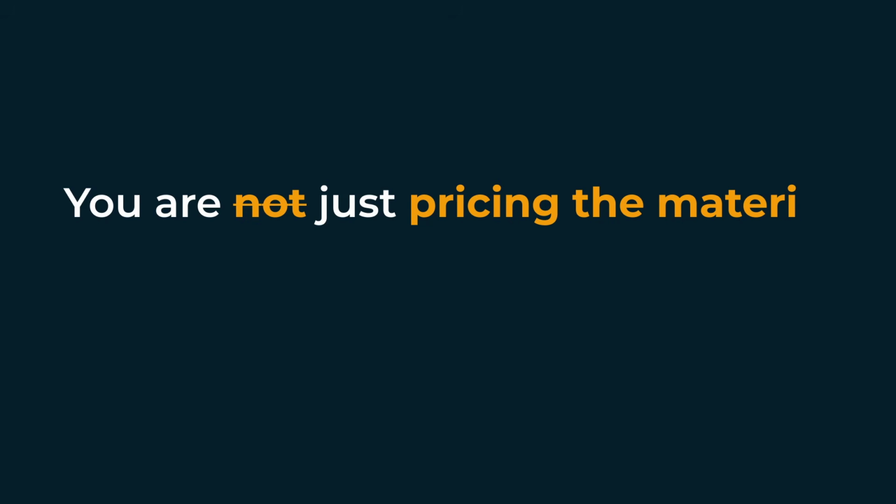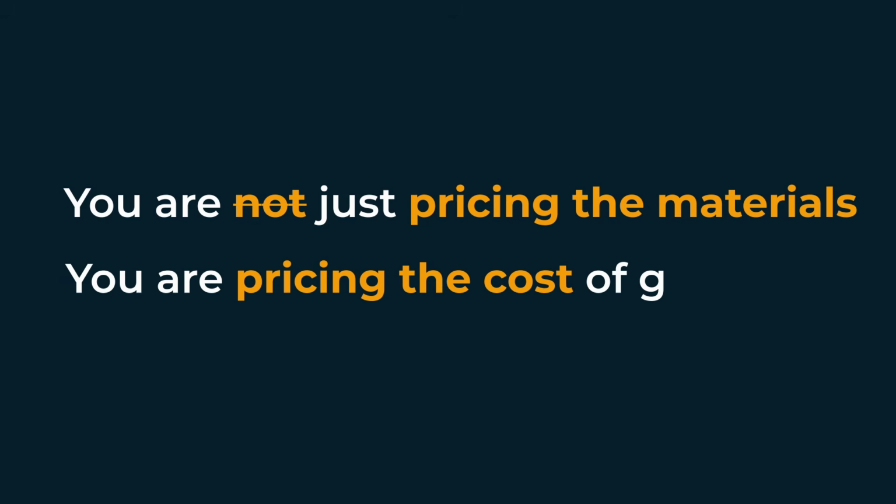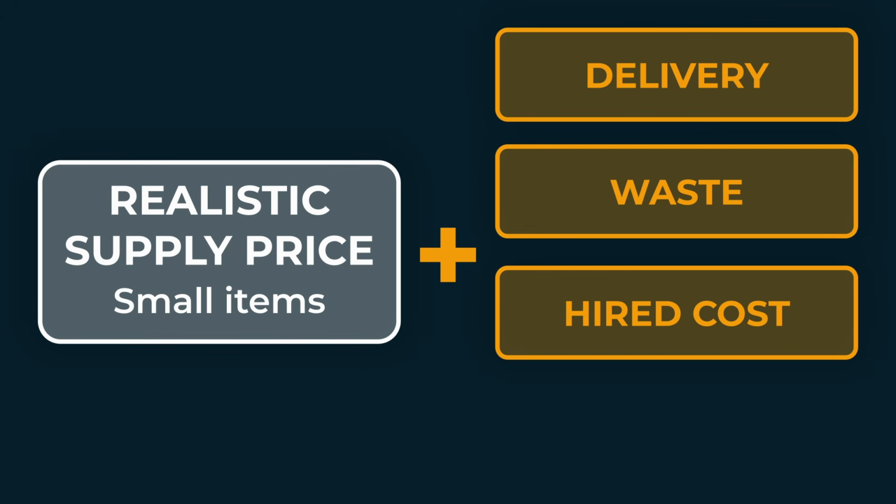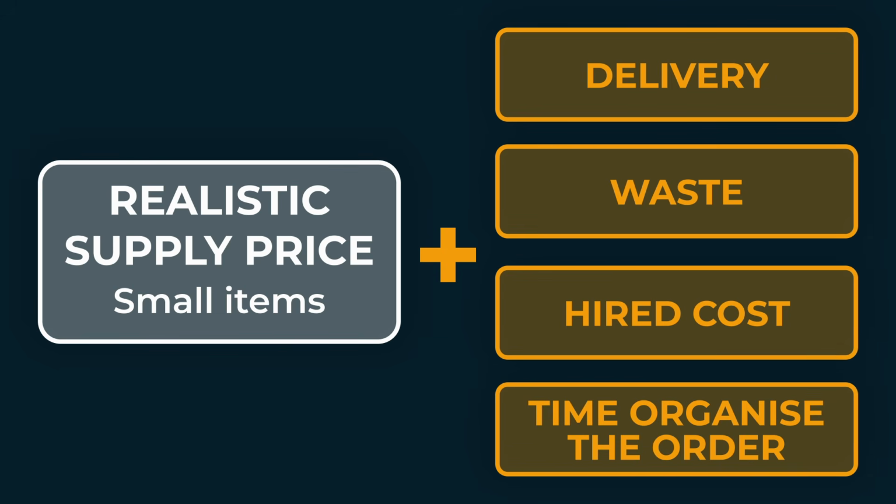So remember, you are not just pricing the materials, you are pricing the cost of getting the right materials onto the job. Start with a realistic supply price. Include the small items, add the known delivery, waste and hire costs, and allow for the time needed to organise the order. Once the true material cost is clear, the next question is how much markup to add.